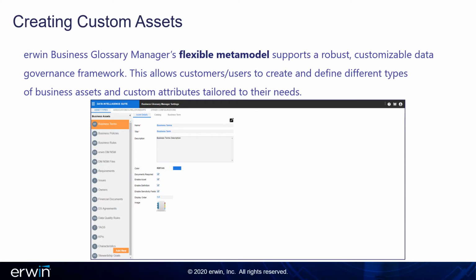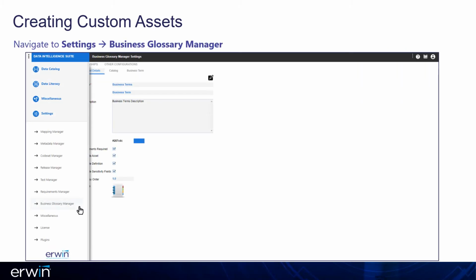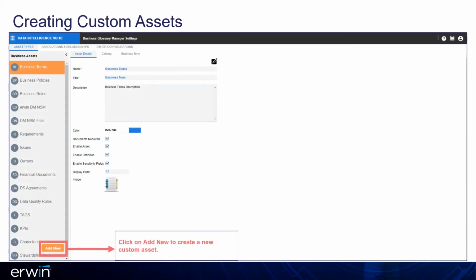Creating custom assets. Erwin Business Glossary Manager's flexible meta model supports a robust, customizable data governance framework. This allows customers to create and define different types of business assets and custom attributes tailored to their needs. Navigate to Settings, Business Glossary Manager. Click on Add New to create a new custom asset.